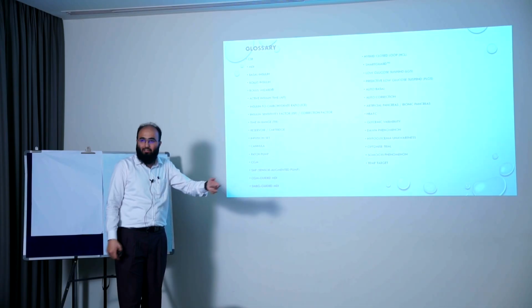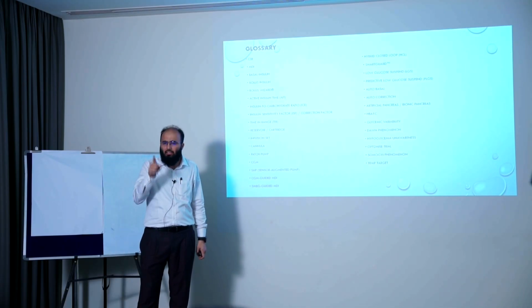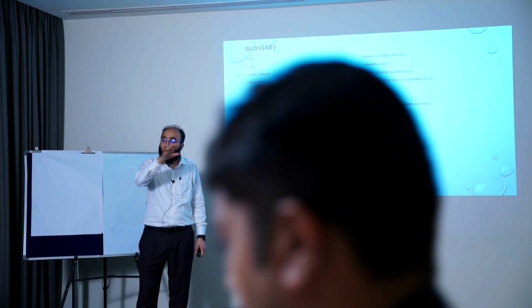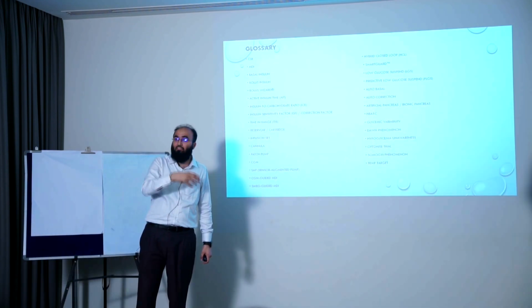Predictive low glucose suspend, where if the pump thinks that in the next 20 minutes, in the next 30 minutes, my subject's sugar is going to go below 70, then it suspends the pump in advance. That's suspend before low, or predictive low glucose suspend.